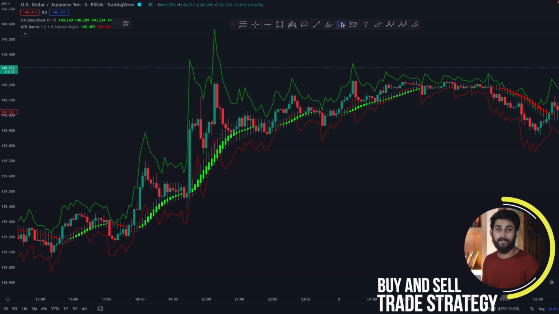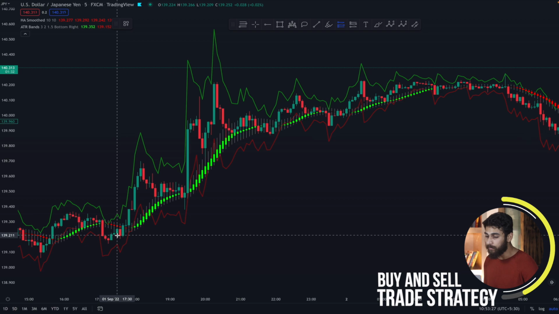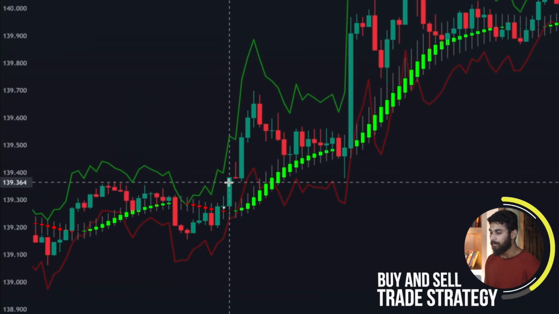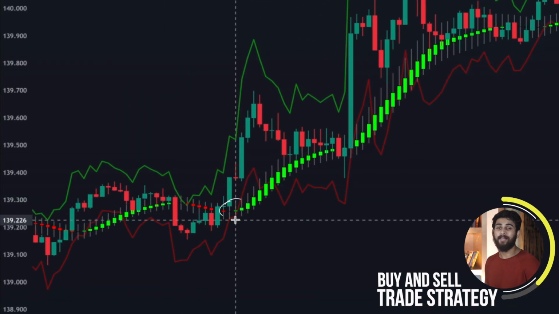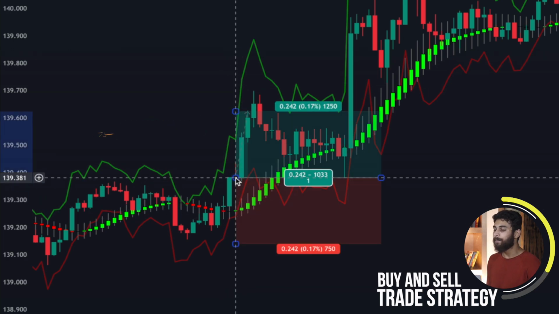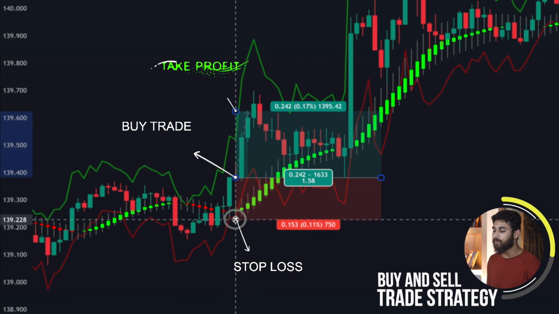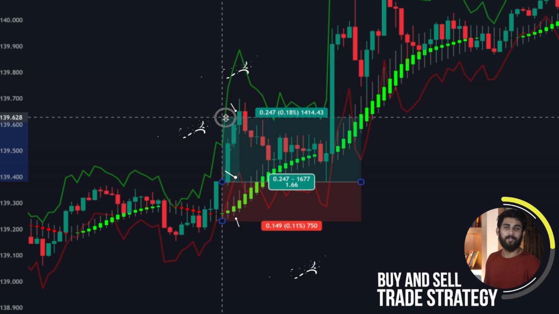This strategy works best on the 5 to 15 minutes time frame. And what you need to do is, when the price moves from below to above the indicator, wait for the indicator to form the green bar. And as soon as you see the first green bar, you enter a buy trade and then keep the stop loss below the band, and the take profit will be 1.5 times that of the stop loss.